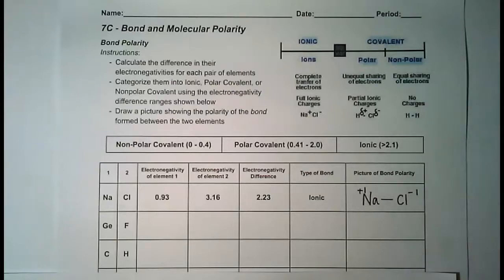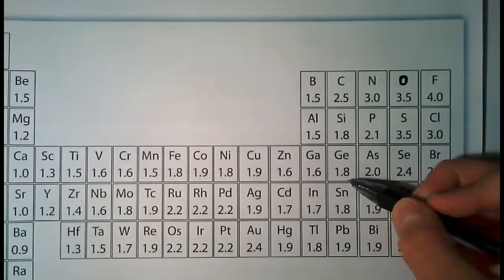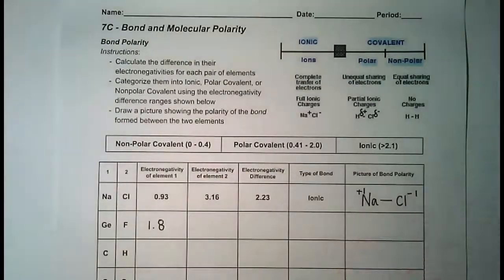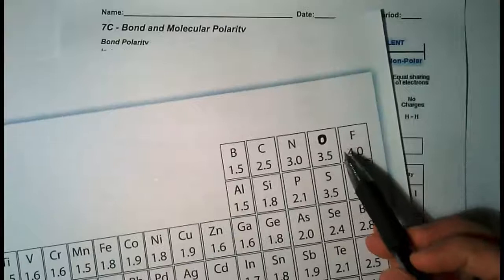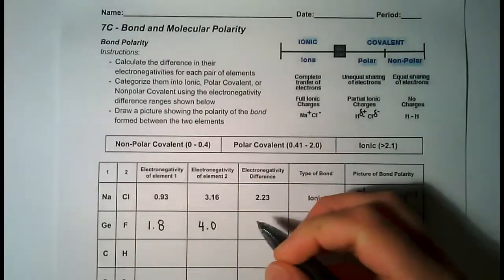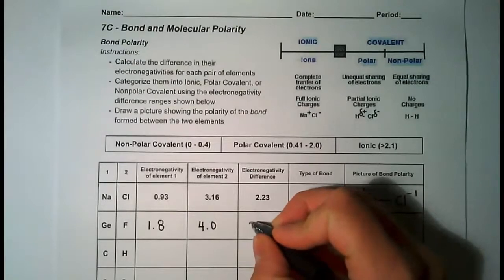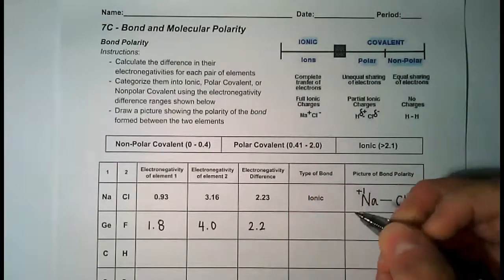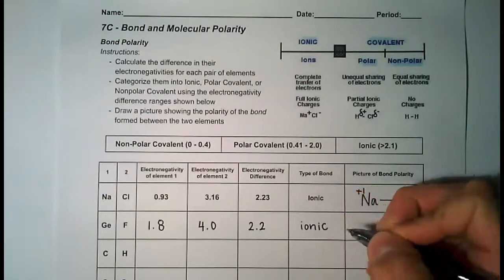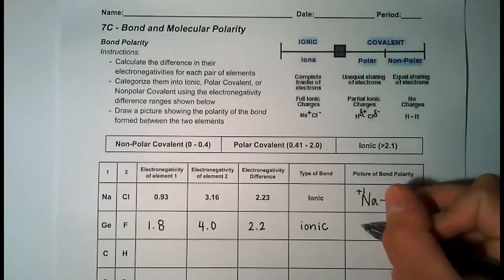So let's move on to number 2. We have germanium, Ge, which if we look at the periodic table is right here with an electronegativity of 1.8. So I'm going to go ahead and put 1.8. And then fluorine, which has an electronegativity of 4.0. It's the most electronegative element on the periodic table. If we take the difference between those numbers, we get an electronegativity difference of 2.2. So judging by this it is going to be an ionic bond. And then we can show our separation of charges.